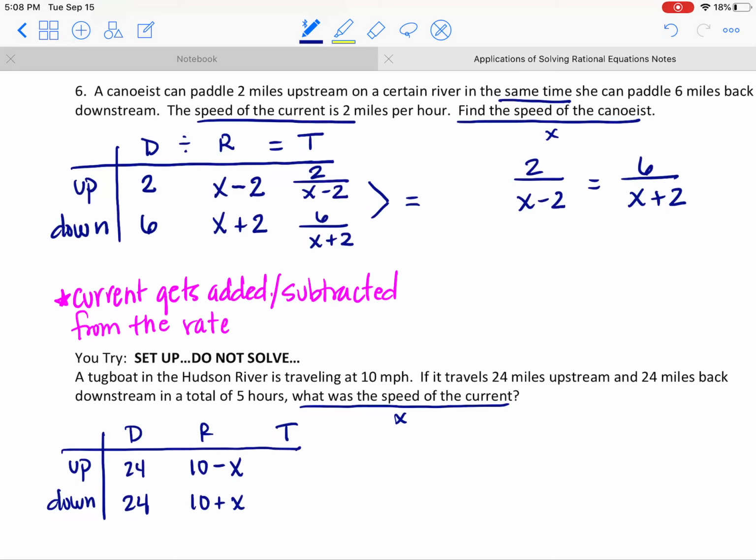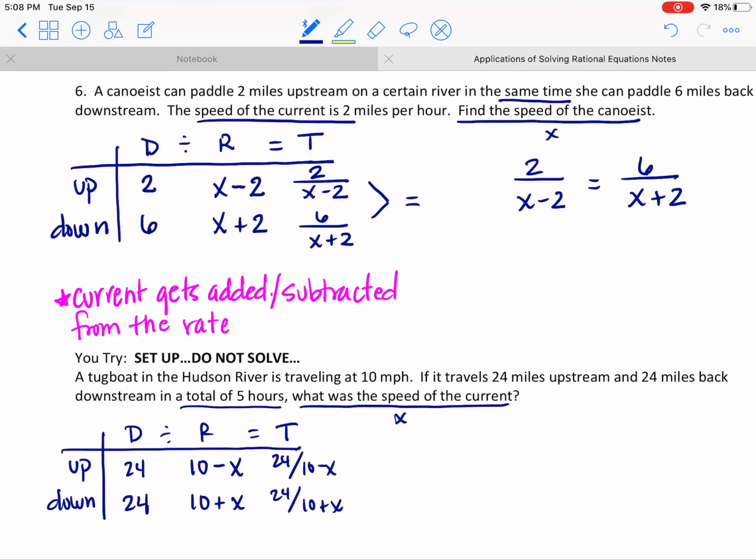And in the time, it says the time is a total of 5 hours. So I have a number, but I can't exactly use that number because I don't know how much of the 5 hours was used going up, and I don't know how much of the 5 hours was used going down. So I don't want to put that in my table, which again tells me which formula to use. T equals distance divided by rate. So I'm going to put 24 over 10 minus x here, and 24 over 10 plus x here.